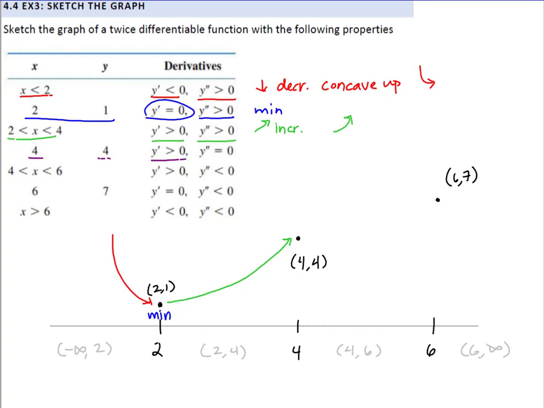The first derivative is positive. So that means, again, we know we are increasing. The second derivative is equal to 0. So that represents an inflection or possibly change in concavity at that point. Gotta write the correct word. So it's a change in concavity.